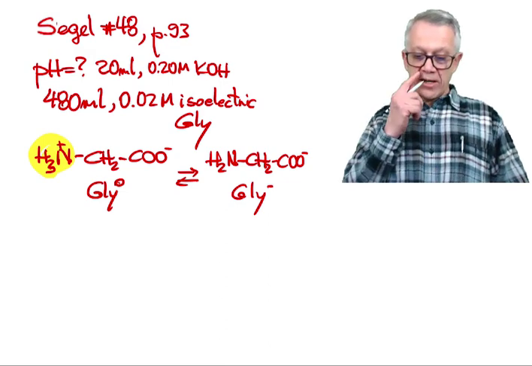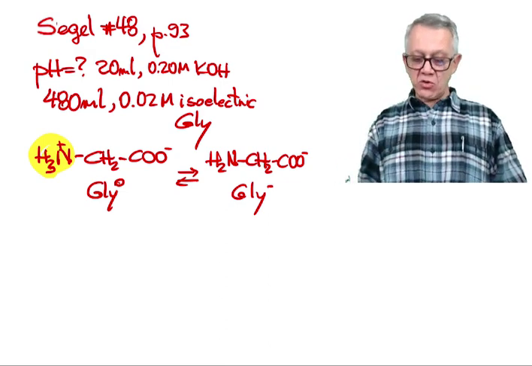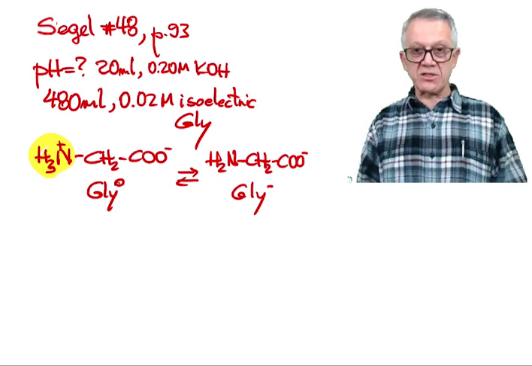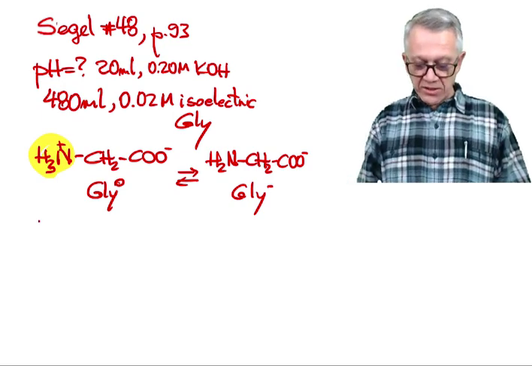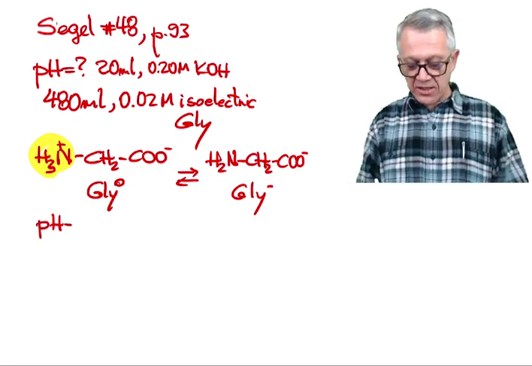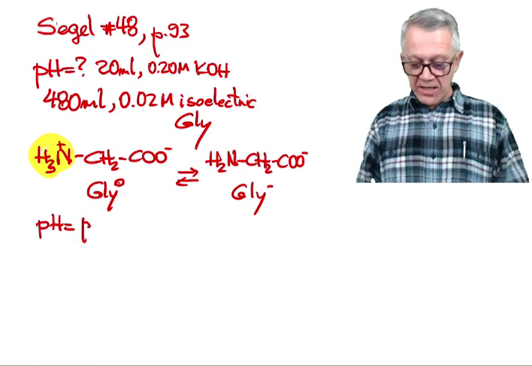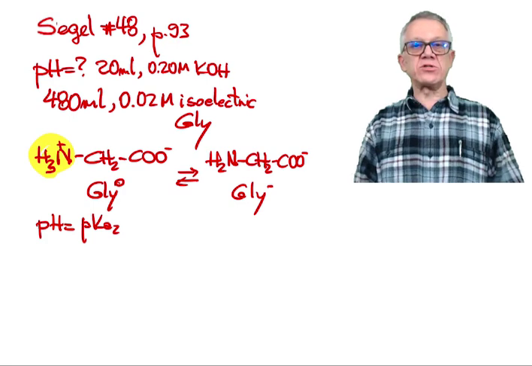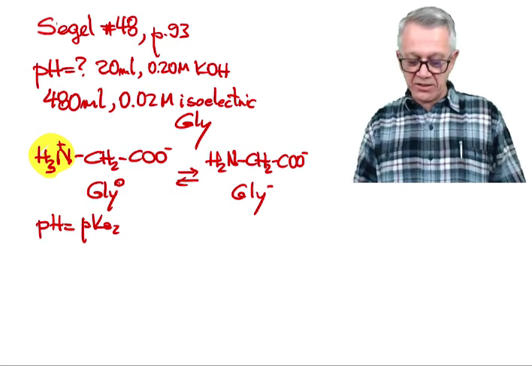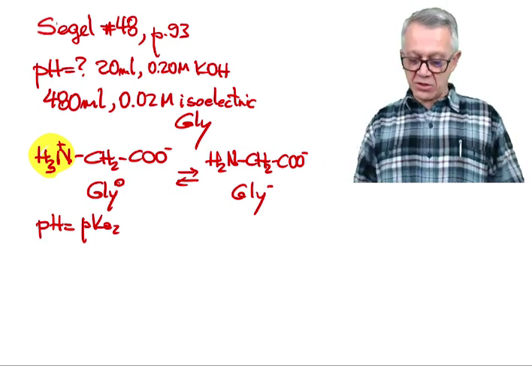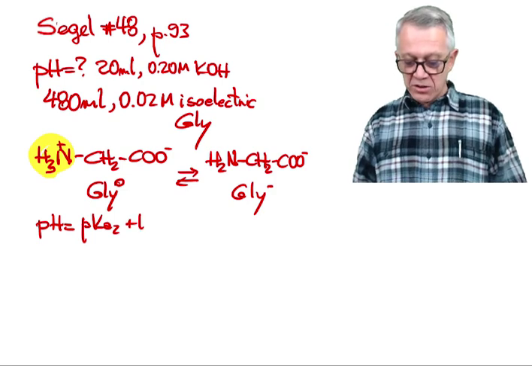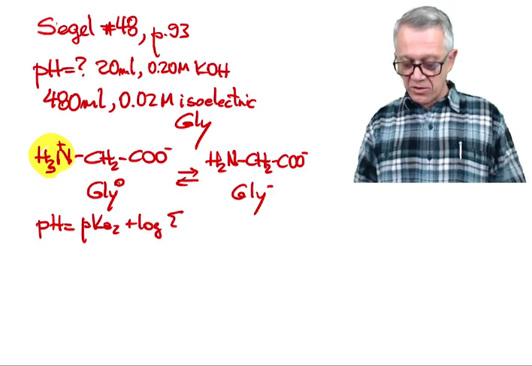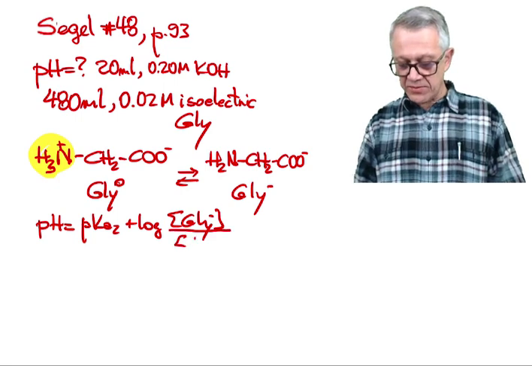So in order to calculate the pH of this solution, we need to know how much of glycine 0 and glycine minus we have. So we know from the Henderson-Hasselbalch equation that the pH is going to be the pKa2. Why pKa2? Because the first one was for the carboxylic group, it's already gone when it started. The second one is for the amino group, plus the log of the concentration of gly minus over the concentration of gly 0.